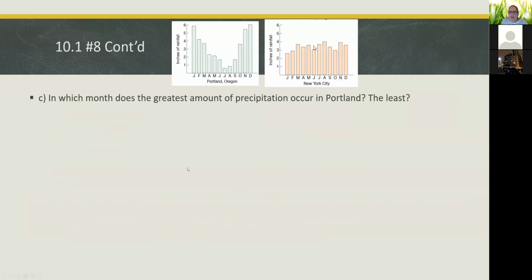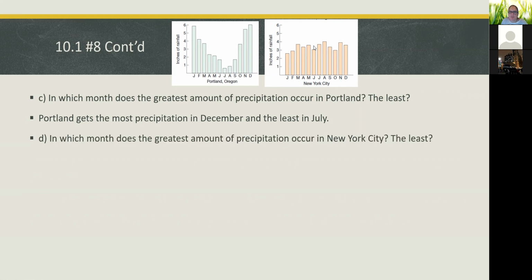Next it asks, in which month does the greatest amount of precipitation occur in Portland and in which is the least? So I would say that the bar for December is the highest, so they get the most precipitation in December, and the bar for July is the smallest, so that's the month where they get the least amount of precipitation. And then part D is asking us the same question for New York City. And it looks to me like the bar for August is the highest, so that's the month where they get the most, and the bar for January is the lowest, so that's the month where they get the least.